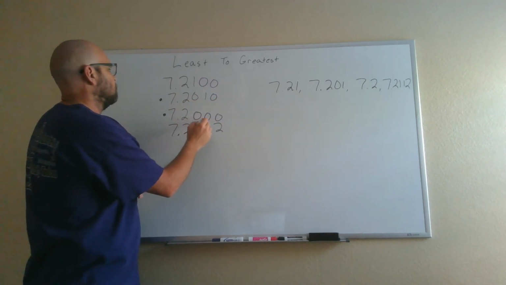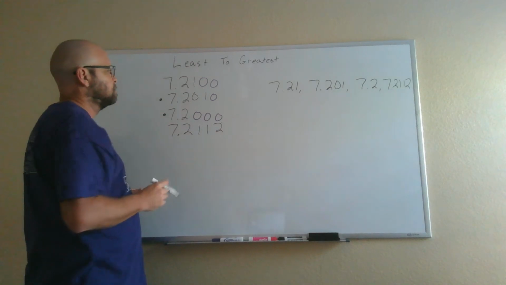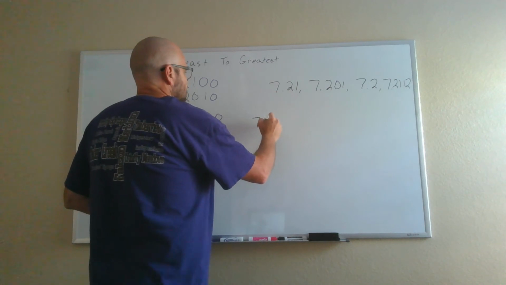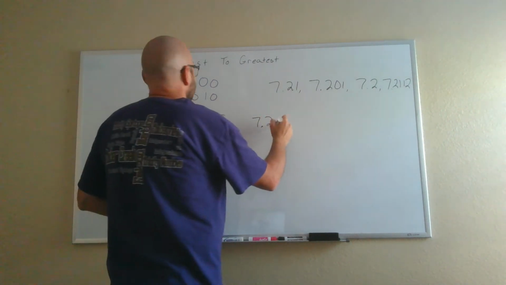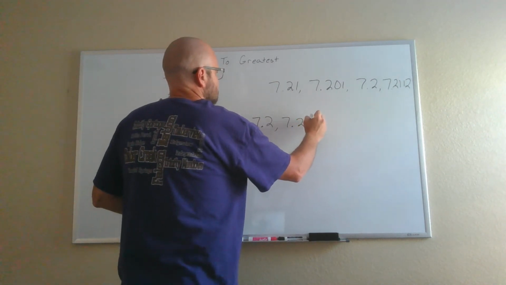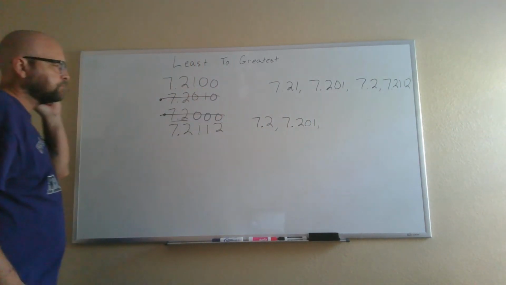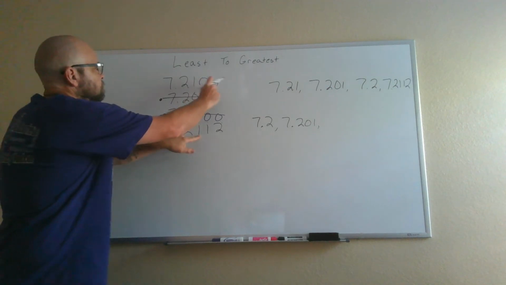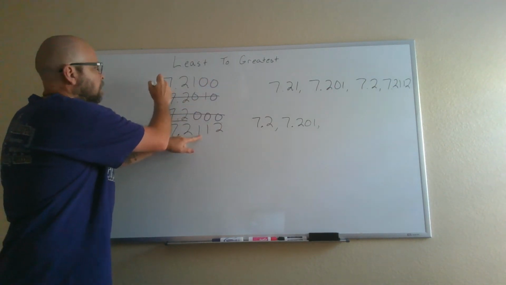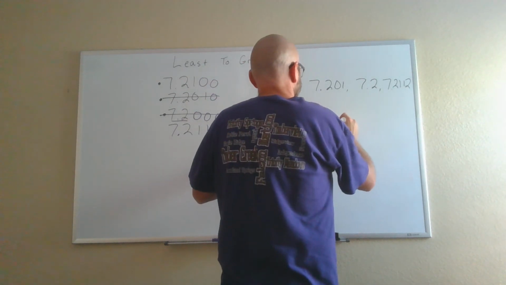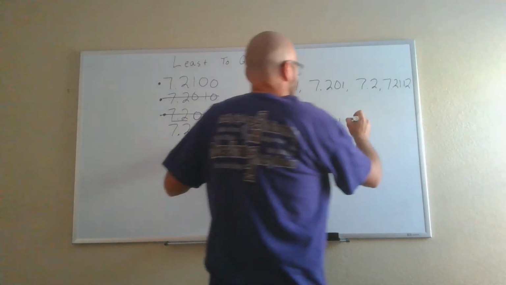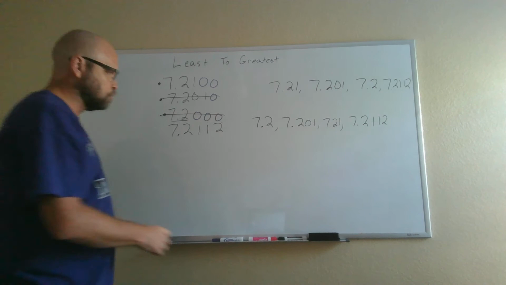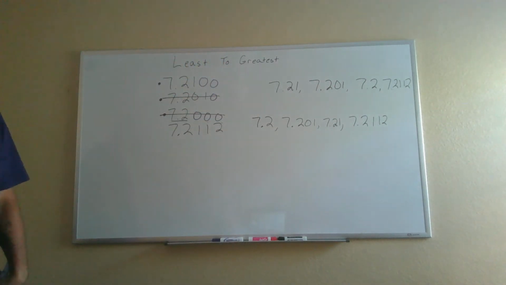So now I have 2010 or 2000. Well, 2000 is the smallest, and the original number is 7 and 2 tenths. So that's what I would write down: 7 and 2 tenths. And then 7 and 201 thousandths. So I've compared these two. Now these both go 7.21, 7.21. This has 2 zeros, this has 1, 2. So this is smaller. So 7.21 and 7.2112. So that is the order from least to greatest for those 4 numbers.